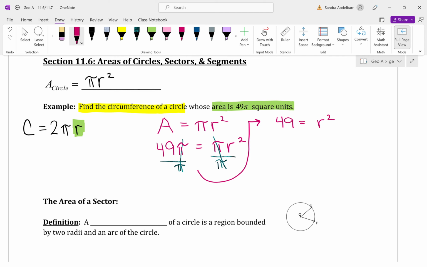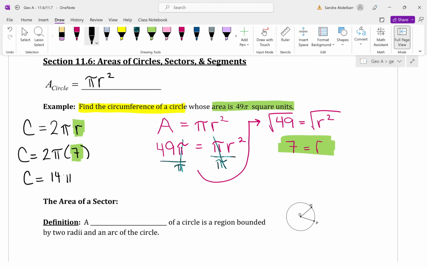49 equals r squared. And to undo a square, we take the square root. Can a radius ever be negative? No, so the radius is just a positive 7. Square root of 49 is positive 7. Now that I know the radius, I can go back into the circumference formula and plug in. So C equals 2 pi 7. And then we can multiply the 2 and the 7. So C equals 14 pi. Is it units squared for circumference? No, only area is units squared.